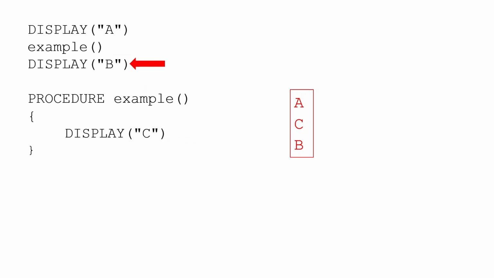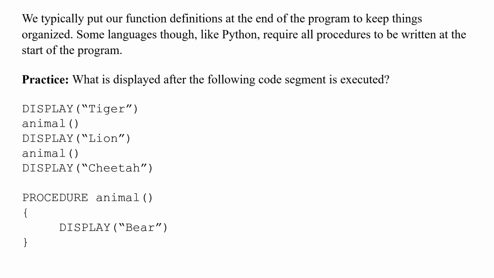Okay. So that's kind of how the flow of execution works with procedures: when you reach a procedure call, your code pauses, it goes to that procedure, runs the code, and then comes back to where it left off. Okay, so again, we typically put these definitions at the end of the program to keep things organized. But when you get into Python, if you're learning Python like we are, all procedures need to be written at the start of the program. So we'll go over that a little bit more when we start talking about functions in Python. But for now, you can see that I have my code segments here and then the procedure at the end.